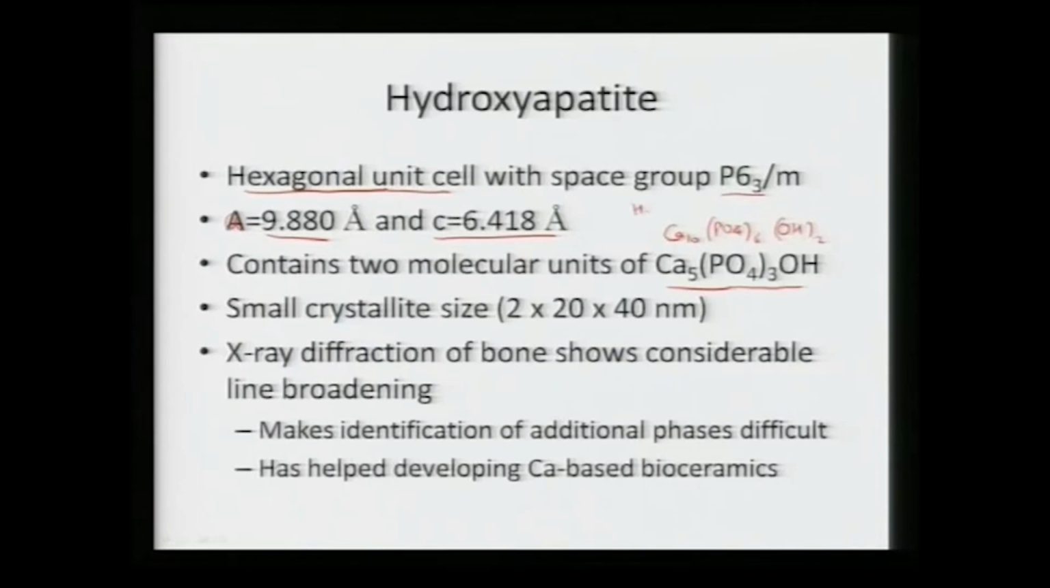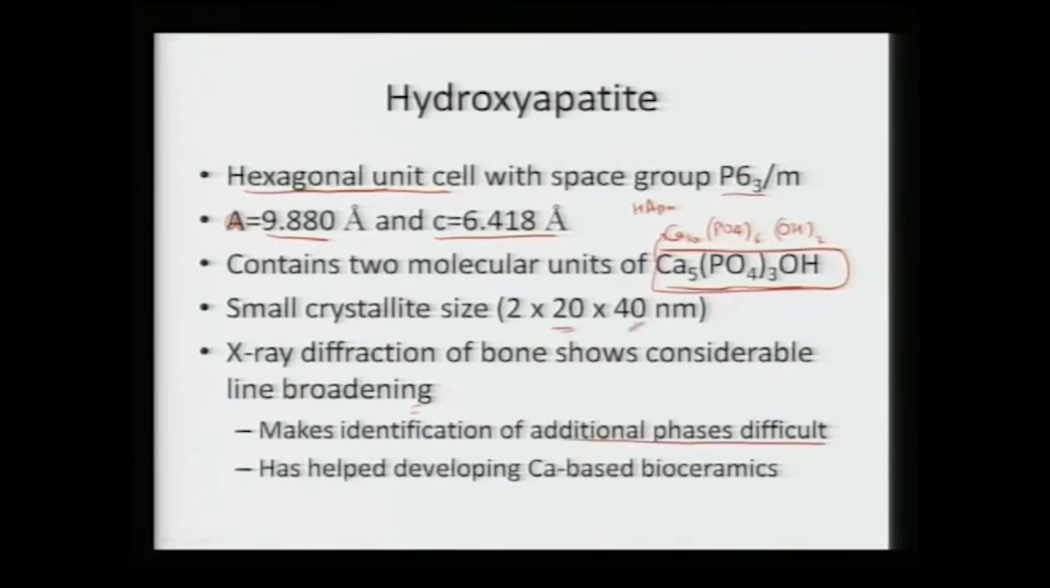This is the formula for the hydroxyapatite, and since it contains two units of this smaller unit, it goes on to form Ca10(PO4)6(OH)2. It has a small crystallite size, so it can get really embedded onto the collagen to form a certain fibrillous structure. And again, the X-ray diffraction of the bone shows considerable line broadening because it has a very limited crystallite presence. So it makes the identification of additional phases very difficult.